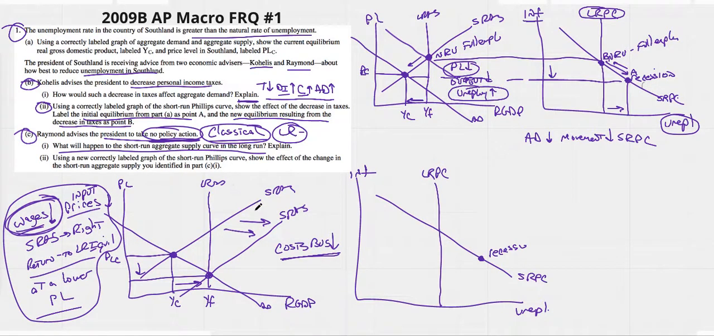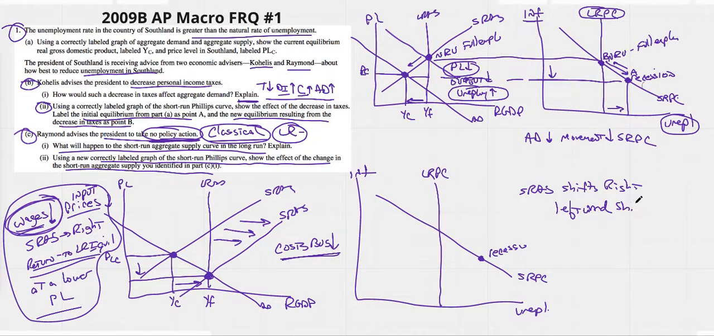What happens in the long run? Wages and prices fall. Short run aggregate supply curve shifts to the right. We return to long run equilibrium at a lower price level. You need to say all of that. How does that affect our Phillips curve? Using a new label graph of the short run Phillips curve, show the change in what would happen here. Well, the way we say it is that if your short run aggregate supply curve shifts to the right, it is a leftward shift of your short run Phillips curve.